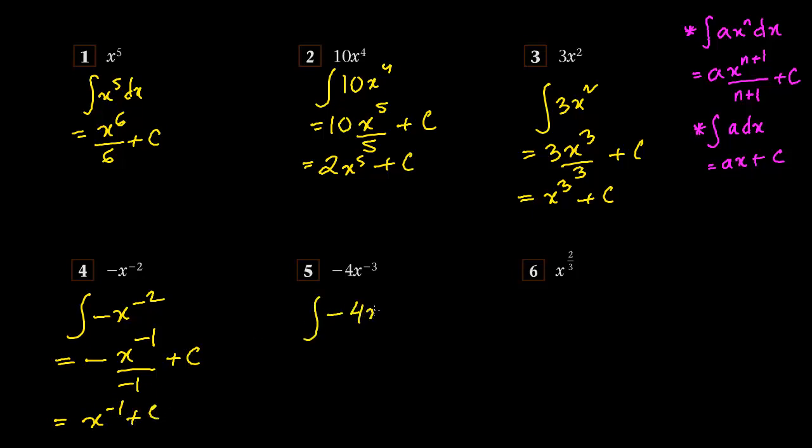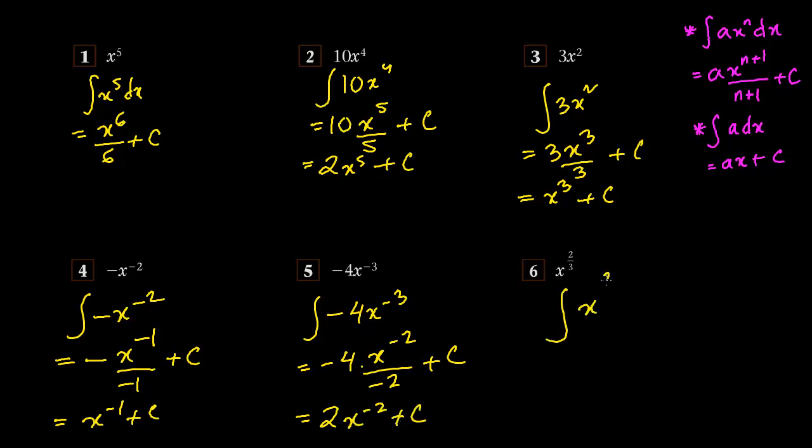Integration of minus 4 x to the power minus 3. The minus 4 goes outside the integral. X to the power minus 3 plus 1 is actually minus 2, divided by minus 2 and plus c, the constant of indefinite integral. So minus minus cancels. 4 by 2 is 2. X to the power minus 2 plus c.